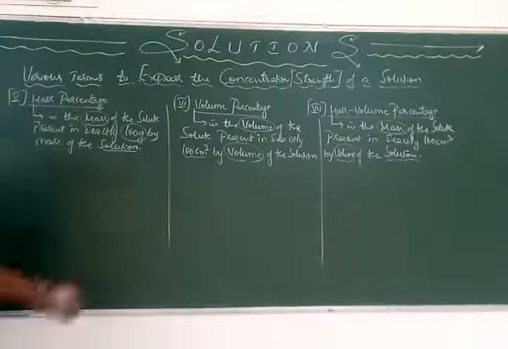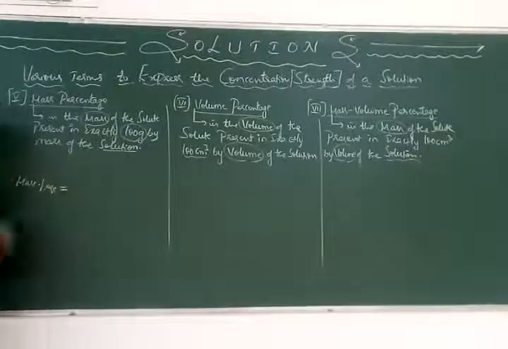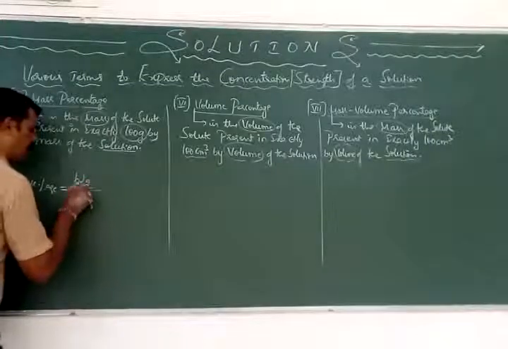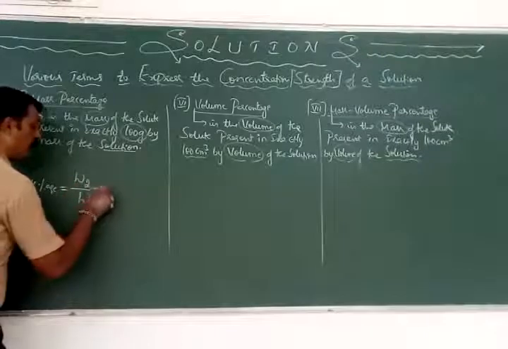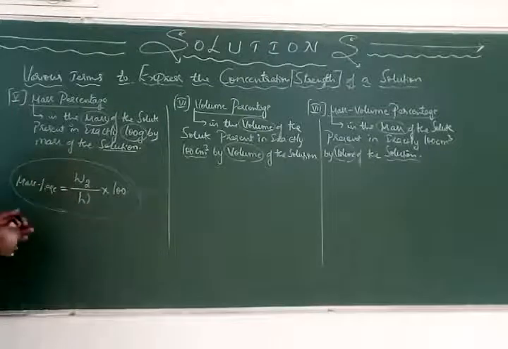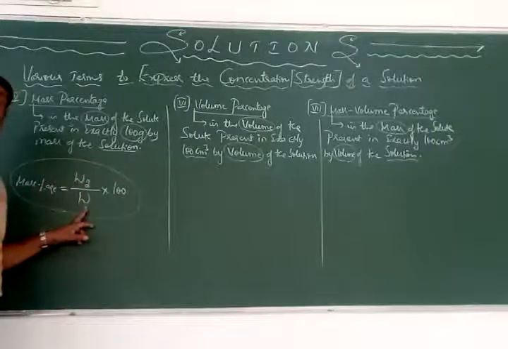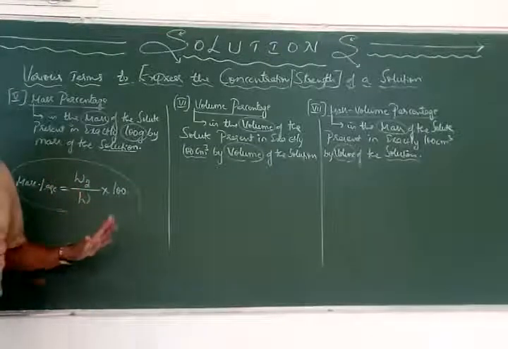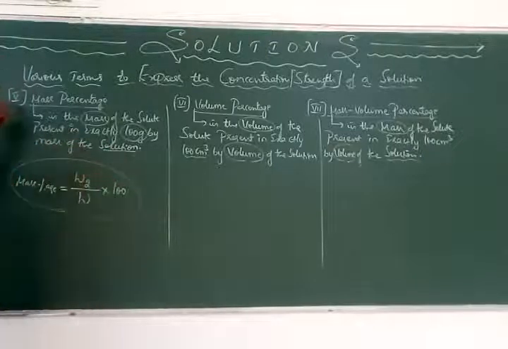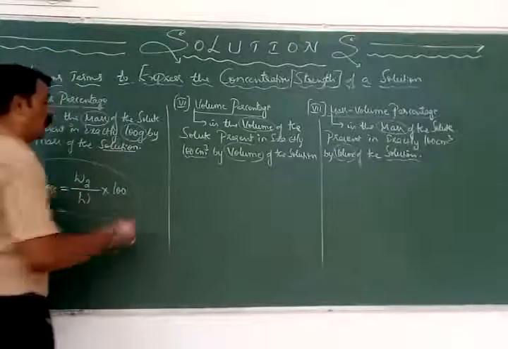Mass percentage. So mathematically, mass percentage is given by the formula. How to calculate mass percentage? Mass percentage is W2 divided by W into 100. What is W2? Mass of the solute, divided by what is W? It is mass. No subscript means it is the mass of which one? Solution. Present in how many grams? 100 grams by mass of the respective solution is called what percentage? Mass percentage. Similarly, we will have the volume percentage.